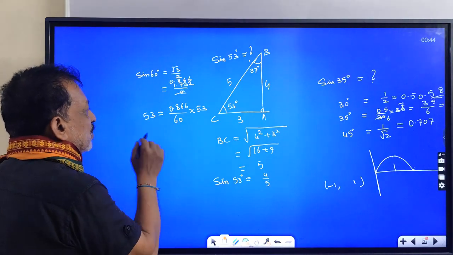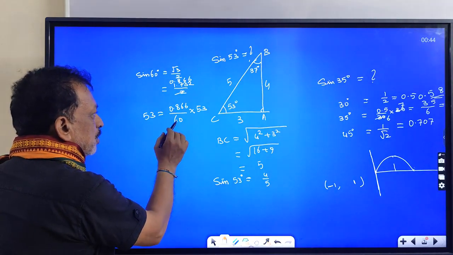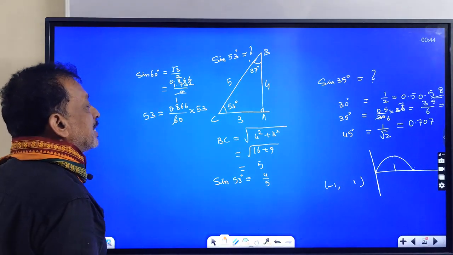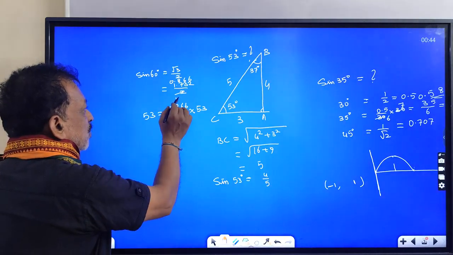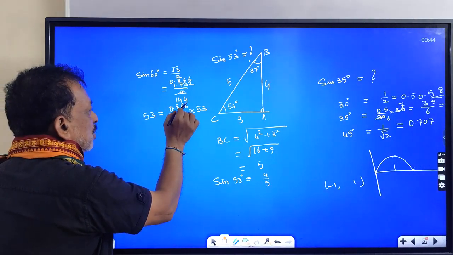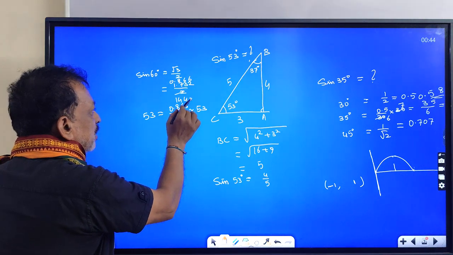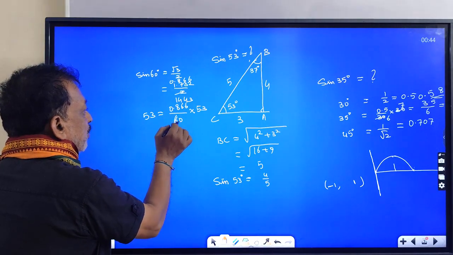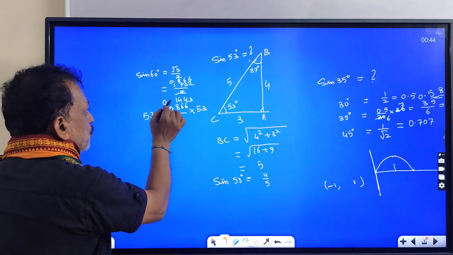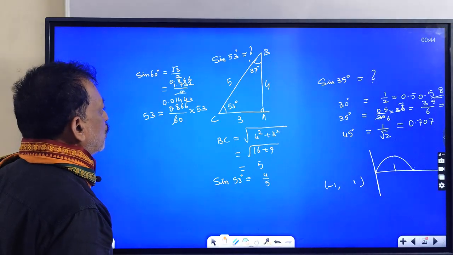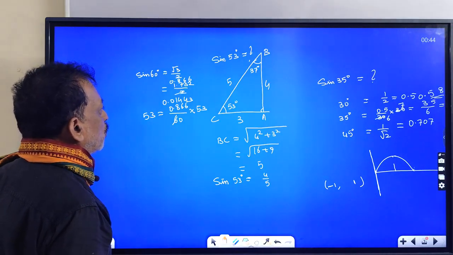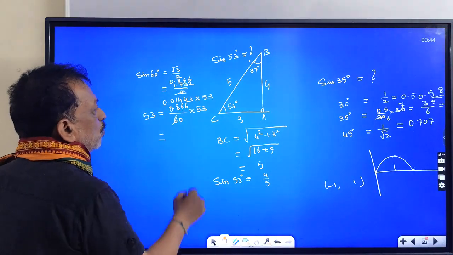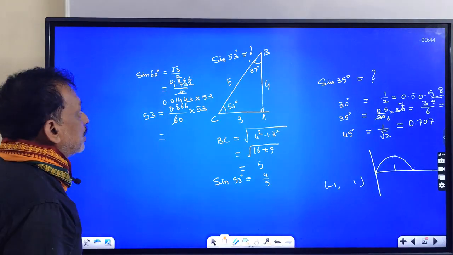Now this 0, keep it, don't need to touch 0. Now 6 1s are 6, 6 4s are 24, again 6 4s are 24, 6 3s are 18. Enough. Now this is what we are going to get: 0.01443 into 53, which you have to multiply. Like this you have to do the simplification. That is the shortcut.